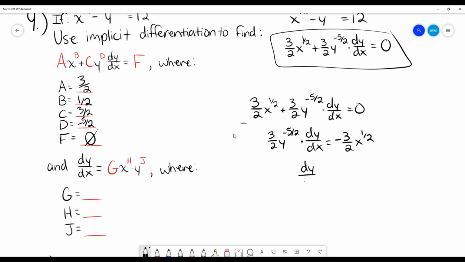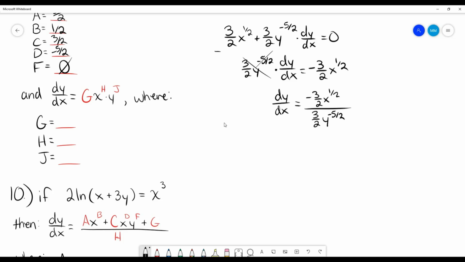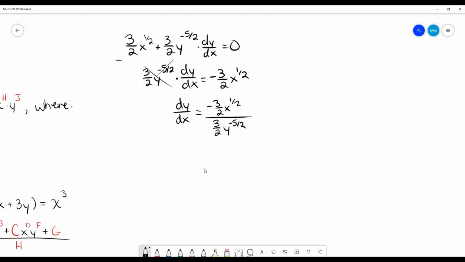So that's going to get me that dy dx equals, since I'm dividing both sides by this, it's going to cancel on this side, and it's going to be what we have already divided by this right here. So 3 halves y to the negative 5 halves. And clearly that's not in the terms we wanted yet. So we're going to have to do some rearranging, simplify it. Well, if I've got 3 halves divided by 3 halves, I know that's going to cancel outright. So I'm just going to have negative x to the 1/2 over y to the negative 5/2. And the easiest way to fix this is just with our exponent rules. What? Why did it erase my y? Of all the things.